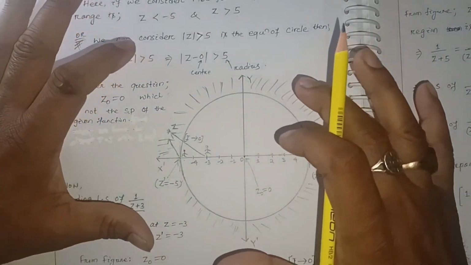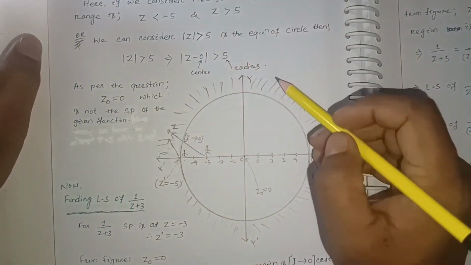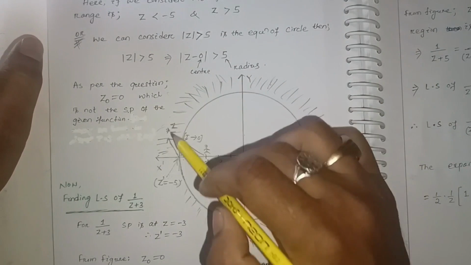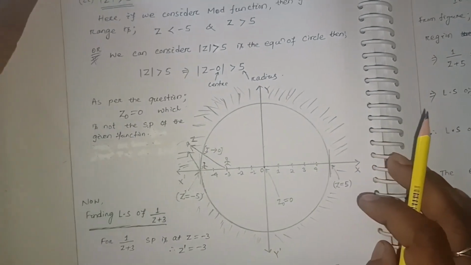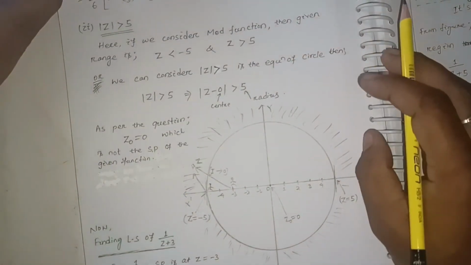In that region we have to find out the Laurent series of that particular function. Okay, so this is the region. That means in this region we have to find out the Laurent series. Again I am going to tell you that you should remember the circular method to find the region.